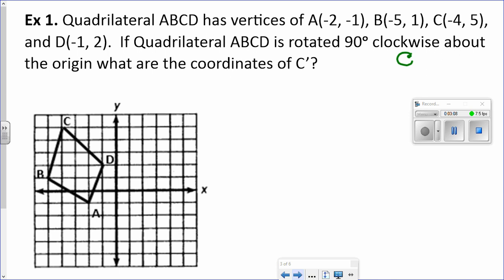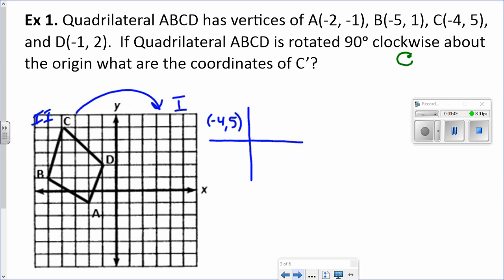So, point C currently is in quadrant 2, and we're going to go 90 degrees clockwise, so we're going to end up over here in quadrant 1. So we know the coordinates of that point have to be positive, positive. There are a lot of rules to memorize for rotations, but I think we can do something a little easier. I just sketch a coordinate plane, and I know C is at (-4, 5). So that's over here at (-4, 5).